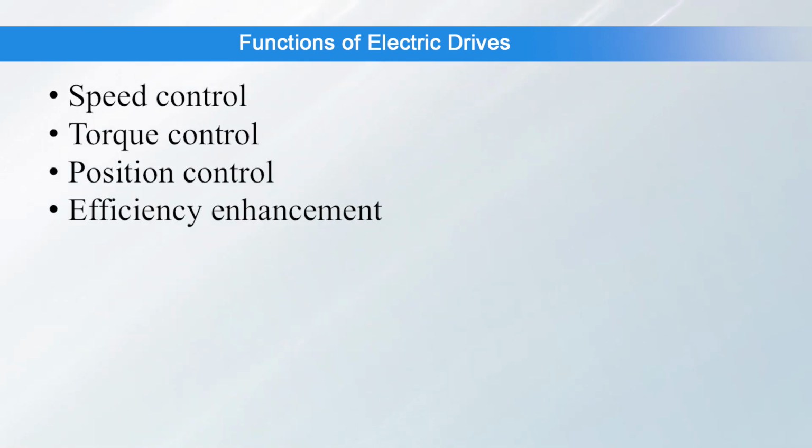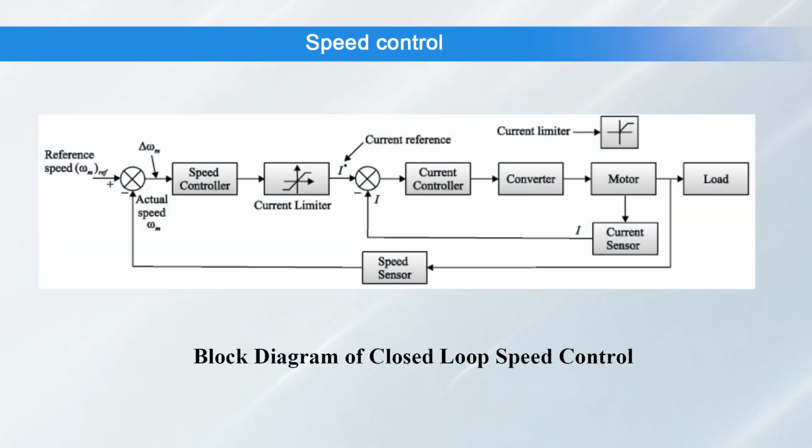Let us now have a look at the functions of electric drives. They perform the function of speed control, torque control, position control and efficiency enhancement. First, let us discuss speed control. This function is not just about making a motor run faster or slower. It is about optimizing machine performance across a range of operations. For example, in conveyor systems, speed control is essential to match the flow of materials, or in fans and pumps to adjust the flow rate according to the demand.